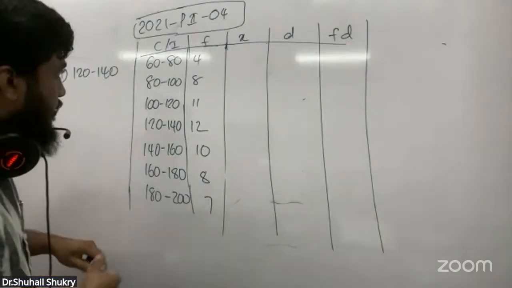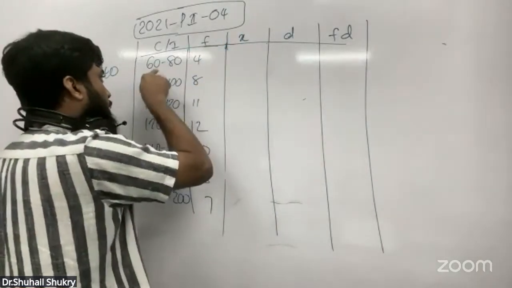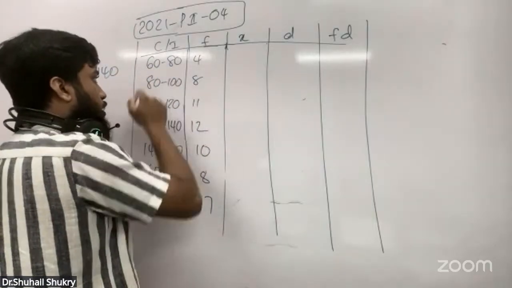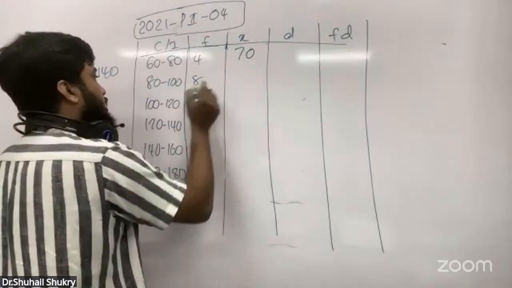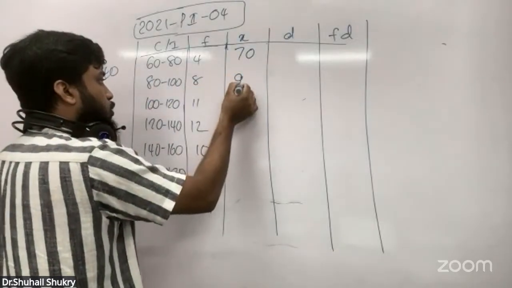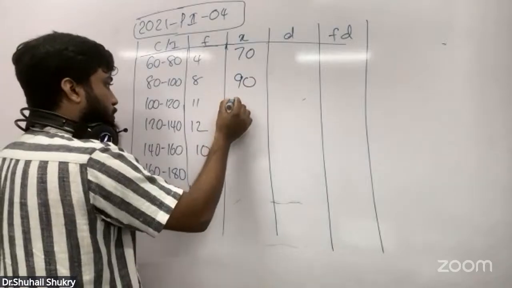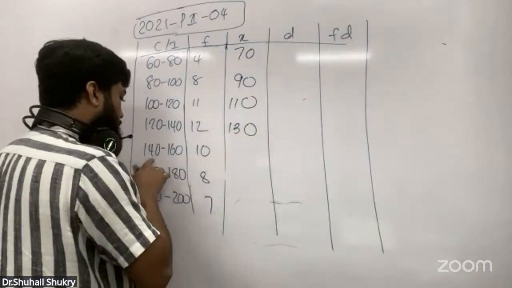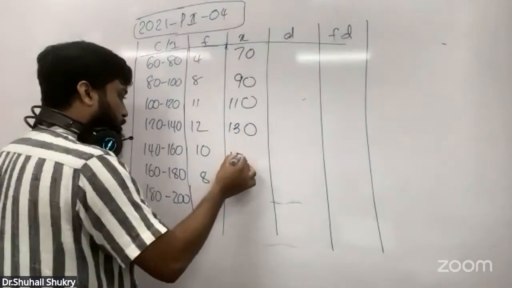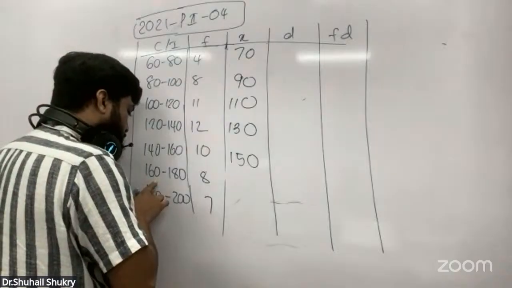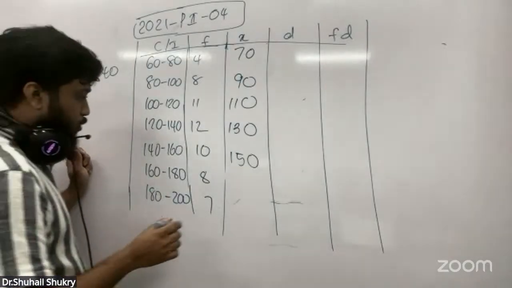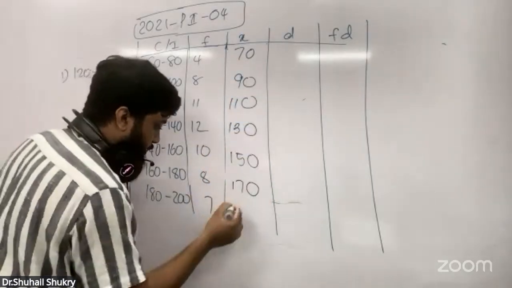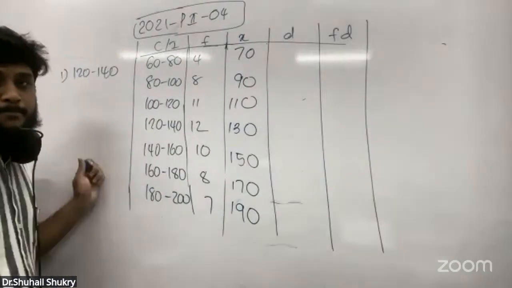These are the 5 columns you should create. Now, how to find the mid value? To find the mid value, you have to add these two numbers and divide by 2. If you add 60 and 80, it will be 140. 140 divided by 2 is 70. 80 and 100, 180 divided by 2, 90. Here 220 divided by 2, 110. Here 260 divided by 2 means 130. Here 300 divided by 2 means 150. 340 divided by 2 means 170. It goes in this order: 70, 90, 110, 130, 150, 170 and 190.